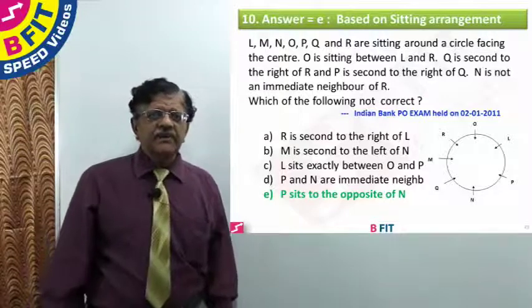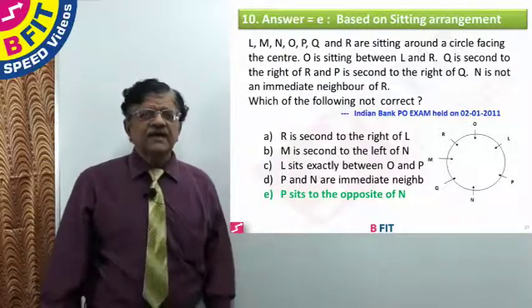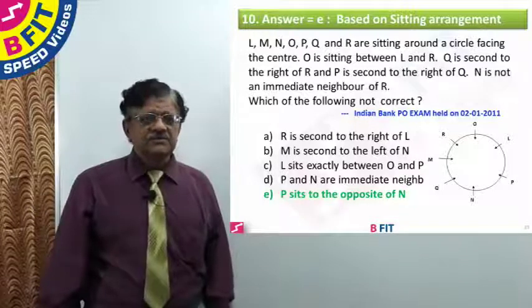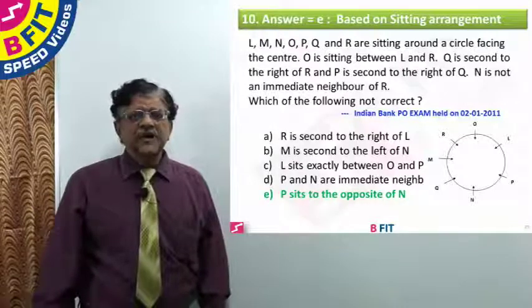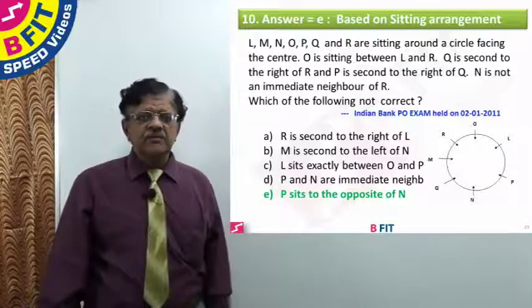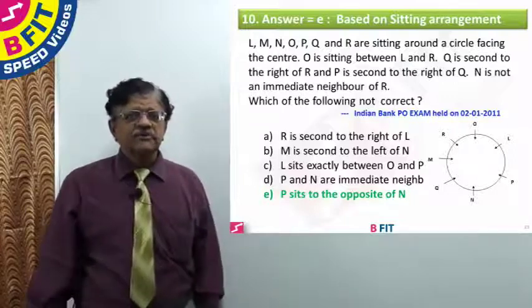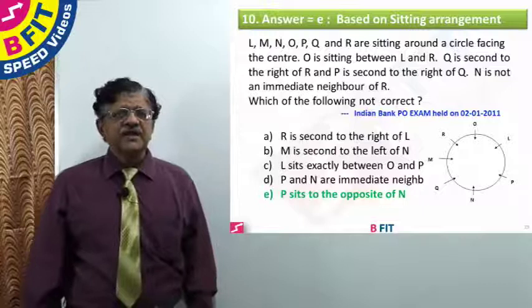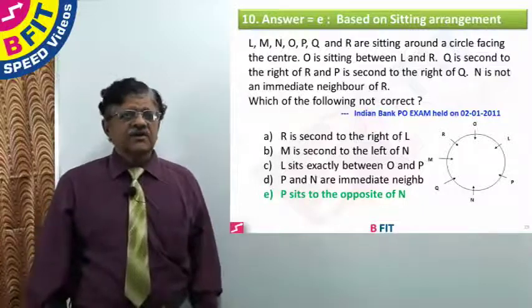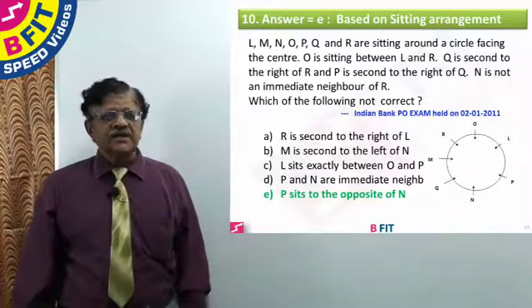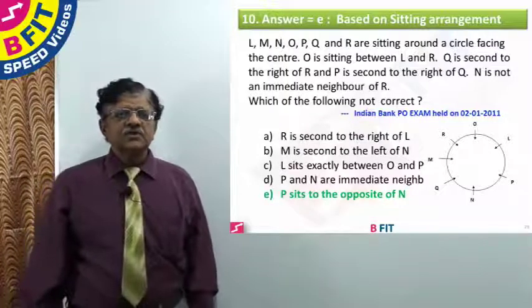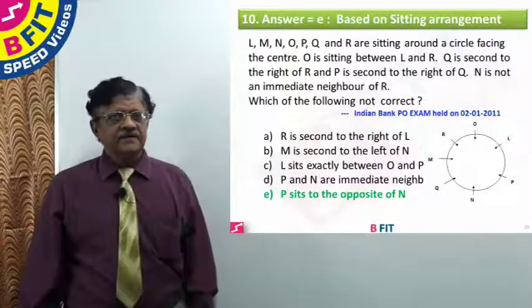P and N are immediate neighbors. Yes, you look at the diagram, P and N are immediate neighbors. P sits opposite to N. No. P and N are neighbors and P is not sitting opposite to N. Therefore, option E is incorrect. For this question, the answer is option E. P sits opposite to N is incorrect.